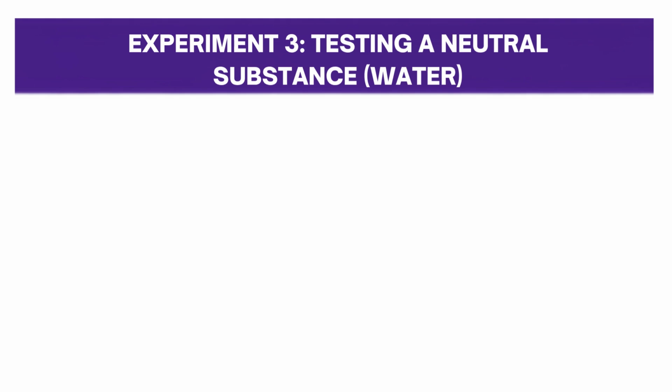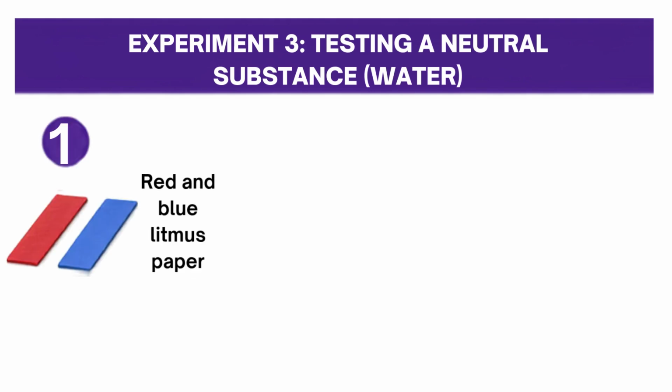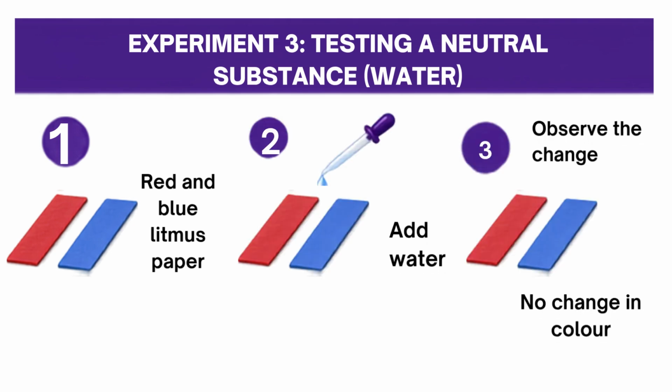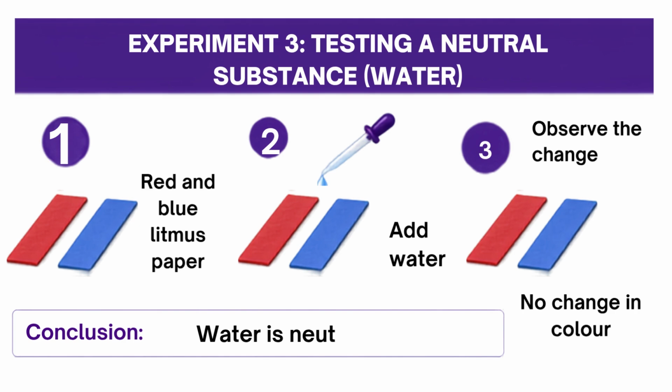Here is an experiment for testing a neutral substance, which is water. First, we take red or blue litmus paper. Then we add water to it. There is no change in color of red and blue litmus paper. So, by the experiment we can say that water is neutral because of no change in color of litmus paper.